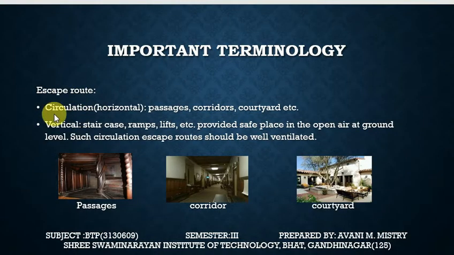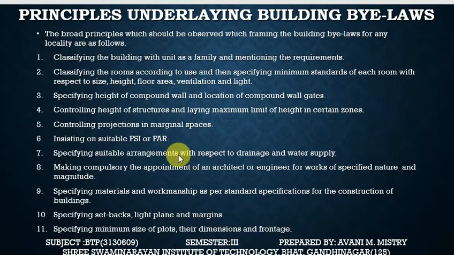Escape route यानी क्या, circulation, that is passages, corridors, courtyards. Passages यानी that is called passage, corridor यानी this one, and courtyard that is open to sky. Okay, vertical में क्या आएगा, staircase, ramps, lifts, etc. provided safe place in the open air at the ground level. Such circulation escape routes should be well ventilated.